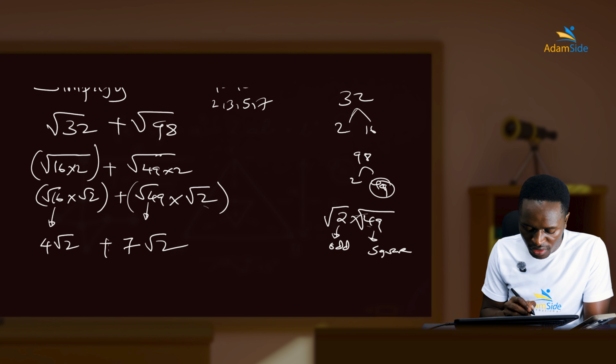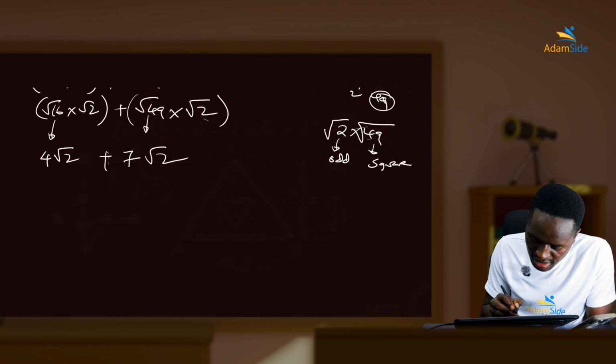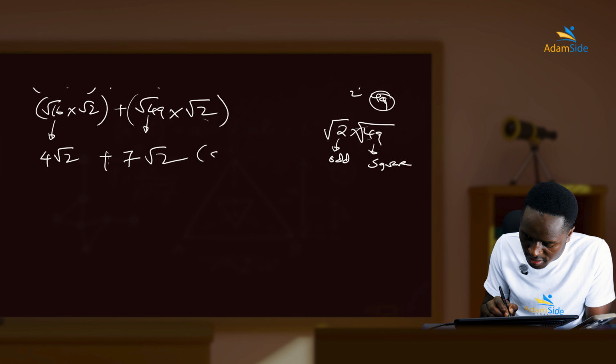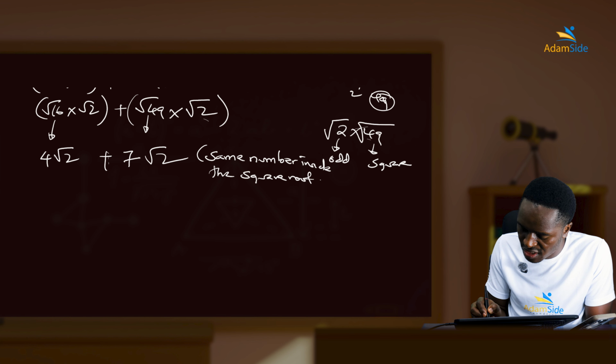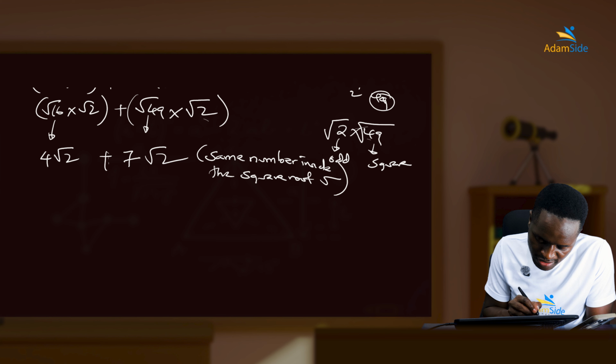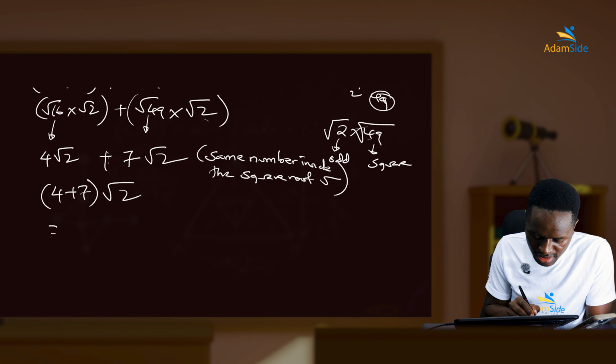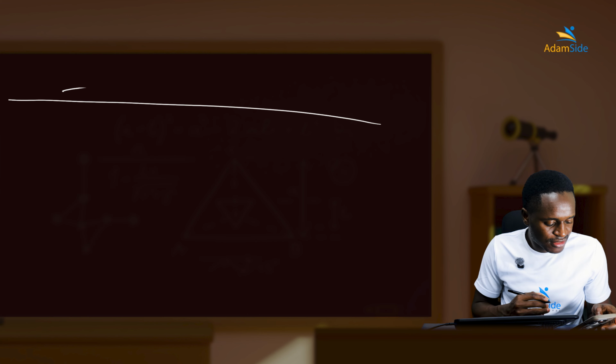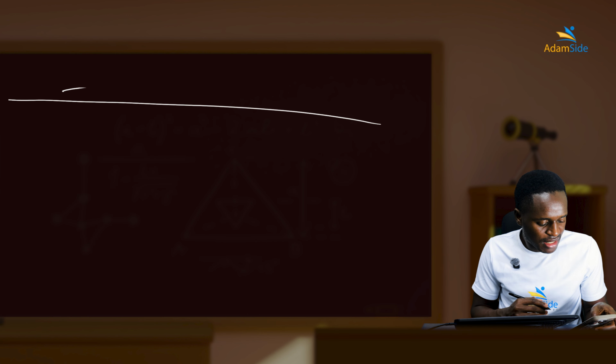Then 4 and 7, now we have the same number inside the square root symbol. So you say 4 plus 7 root 2. What do you get? 11 root 2. That's it. Next is question number 2. I'll also do question number 2, which is a bit different.